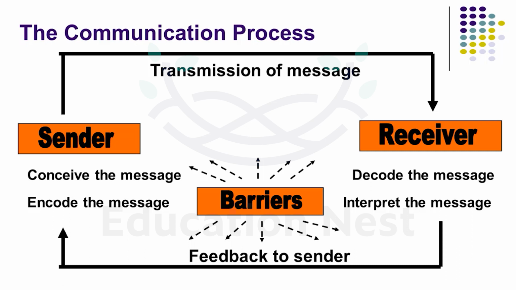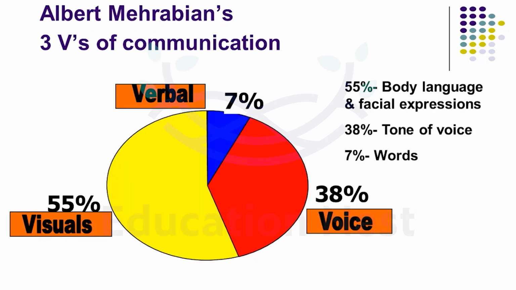Well, to go further, according to the famous psychologist Albert Mehrabian, his research on the three V's of communication is quite famous. The research mainly talks about three major aspects which are involved in communication. Those aspects are visuals, verbal, and voice. Visual basically refers to all nonverbal communication. Verbal mainly refers to the tone of the voice.